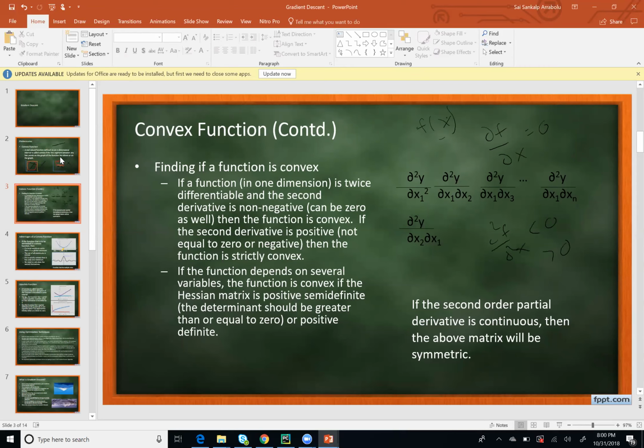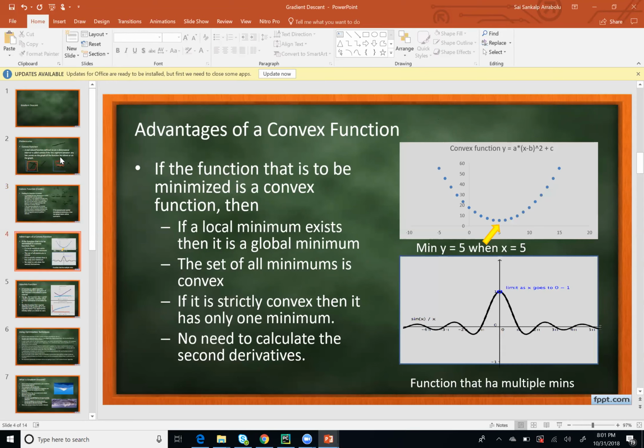So if a function is twice differentiable and the second derivative is non-negative, then the function is called a convex function. If the second derivative is positive, then it is called a strictly convex function. If the function depends on several variables, a function is convex. Anyway, this is math. I'll actually show you why we use this.